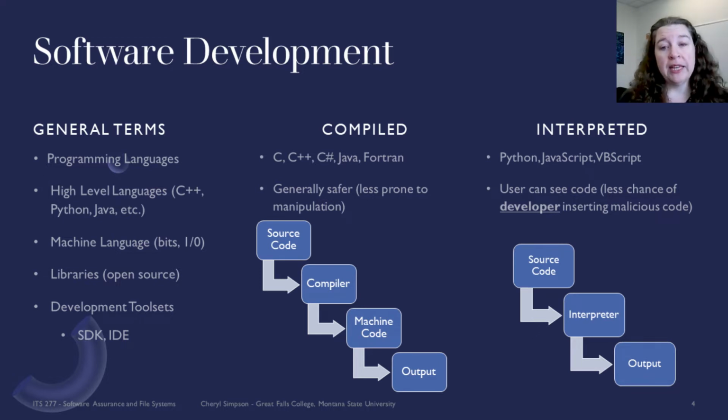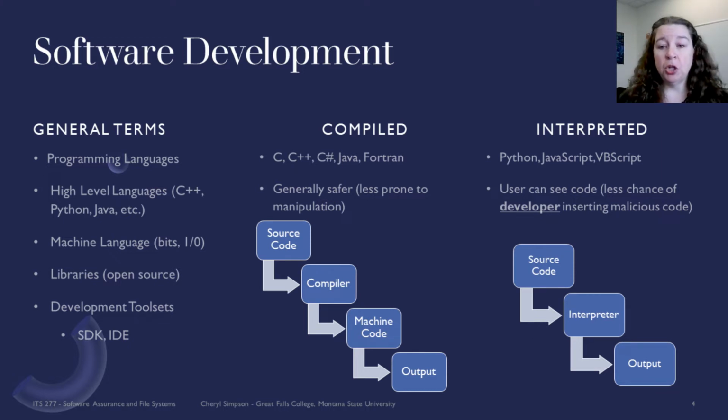Whereas in an interpreted language, the user can see the code and manipulate it easier. Therefore, it's much more frequent that you would manipulate a Python or a scripting language. That being said, if you have an interpreted language, the user has the ability to see the code, which means that there's less of a chance of the developer inserting malicious code or doing something that you didn't expect them to do. You always need to check with software assurance and security both sides of this.